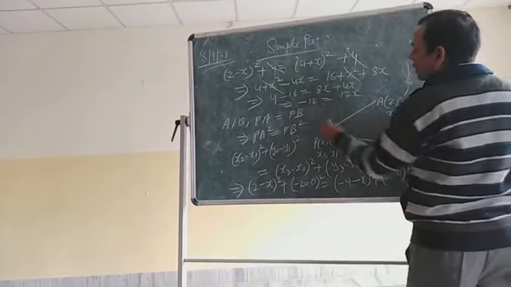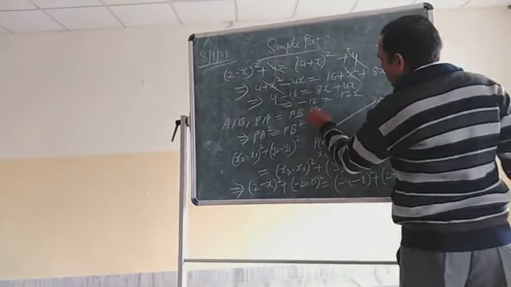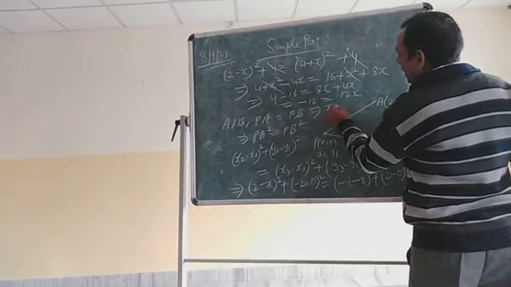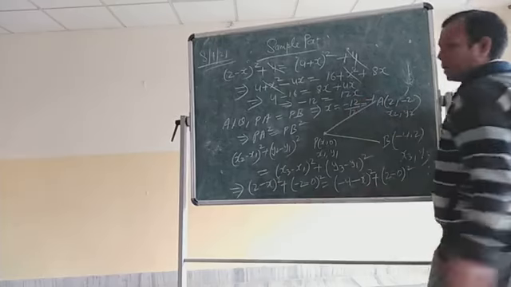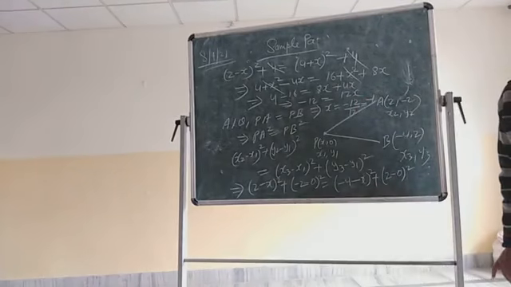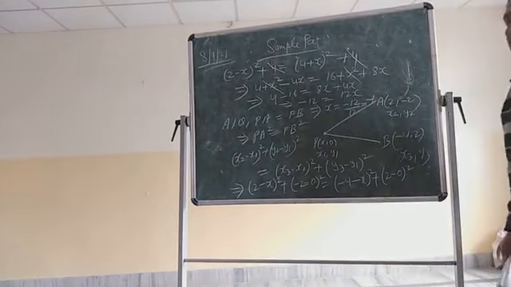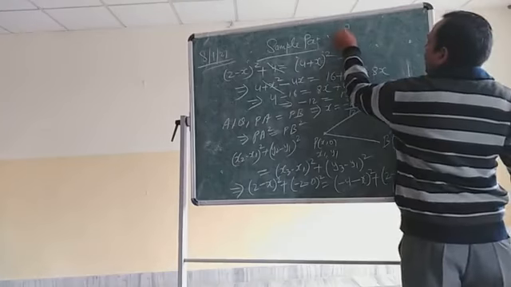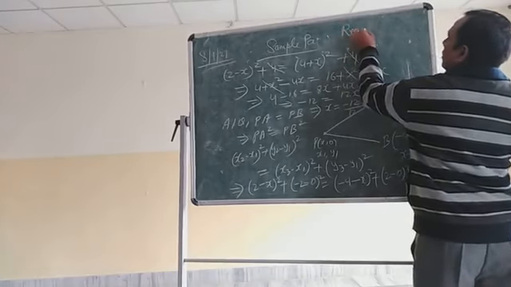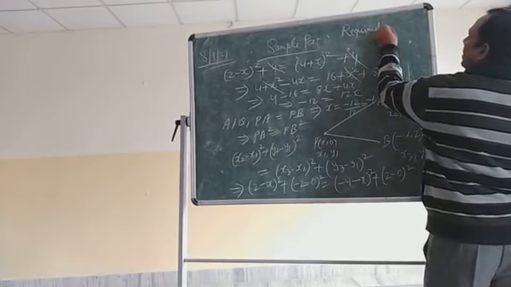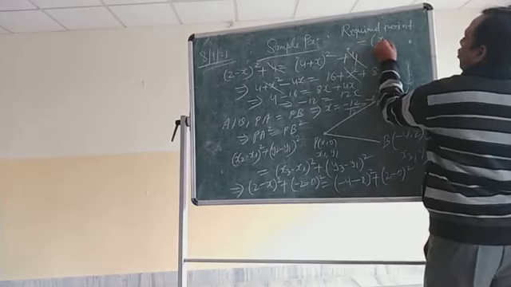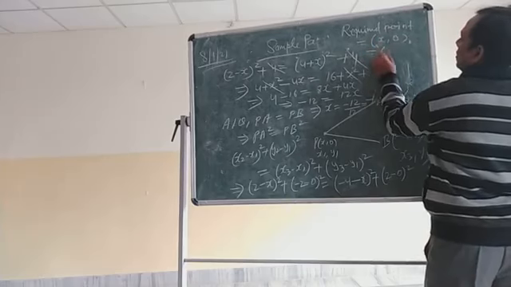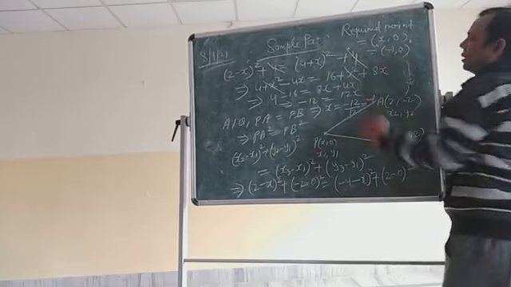12x. Got it? It means that x equal to what? Minus 12 by 12, this is minus 1. So what is the point on the x-axis? x comma 0, that is minus 1 comma 0. So you write the required point is x comma 0, that is minus 1 comma 0.